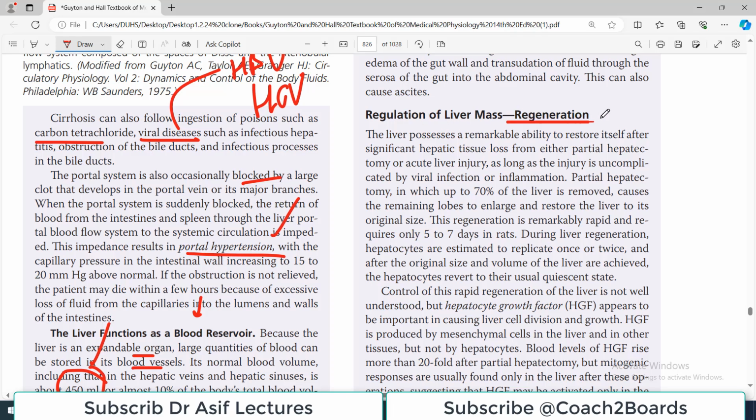Now, regeneration of the liver is an interesting concept. Liver possesses a remarkable ability to restore itself after significant hepatic tissue loss from either partial hepatectomy, acute liver injury, or anything else.